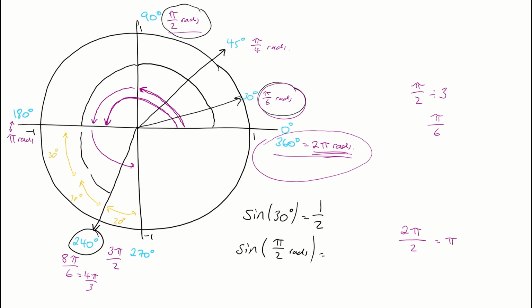So we know that pi on 2, we know that that is 90 degrees, so the sine of 90 degrees, and we know that the sine of 90 degrees is equal to 1. So you can work it out that way. And it's all going to come back to this fundamental understanding here of how we can break this unit circle up.